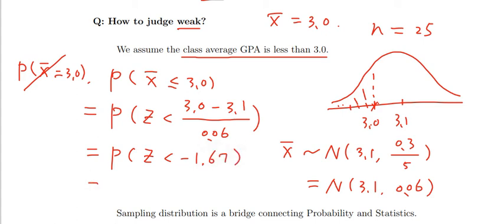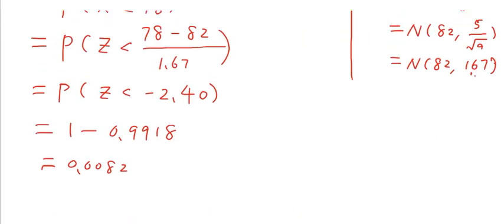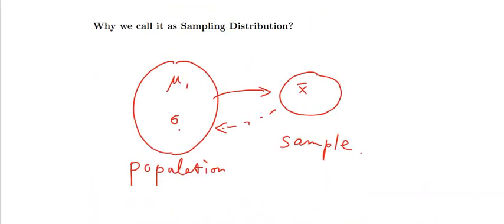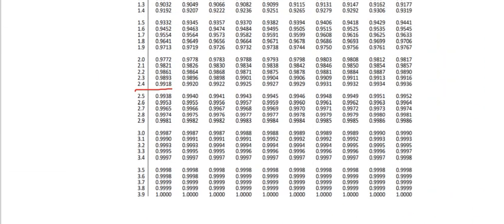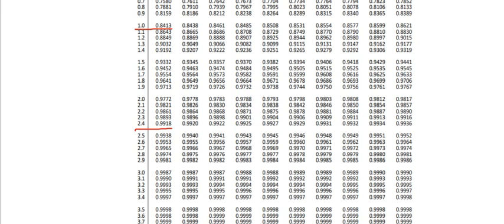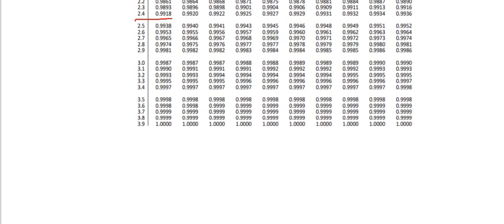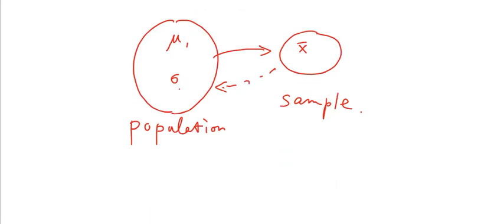Okay, so there's a probability. We check positive 1.67 from the table. So let's go to the table. 1.67 here, right? 1.6 and 7, so this is 0.9525.